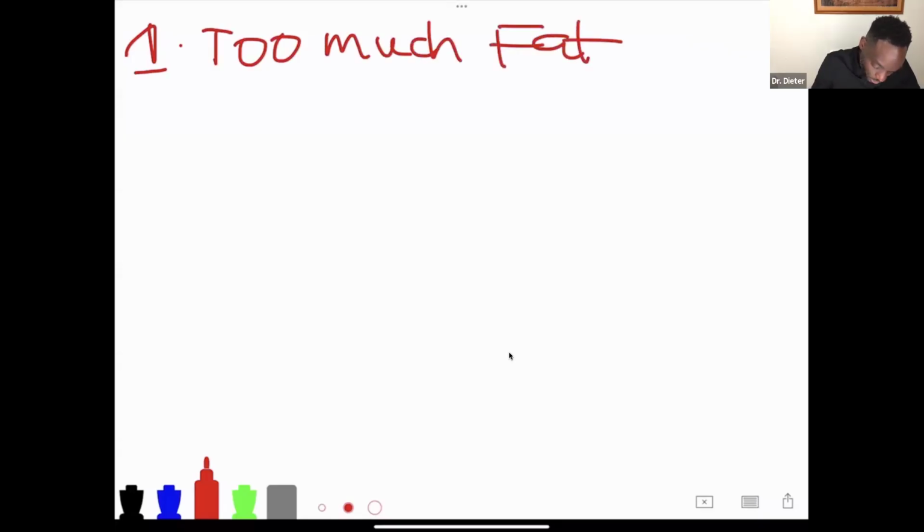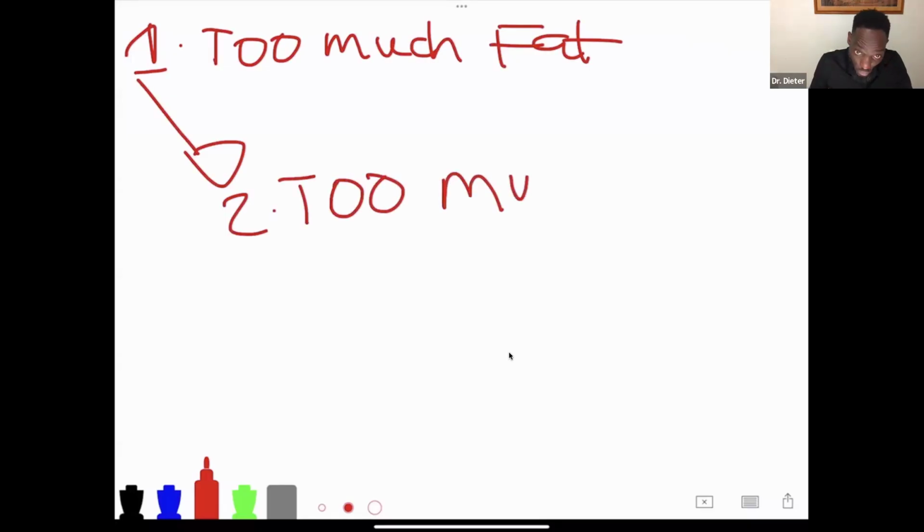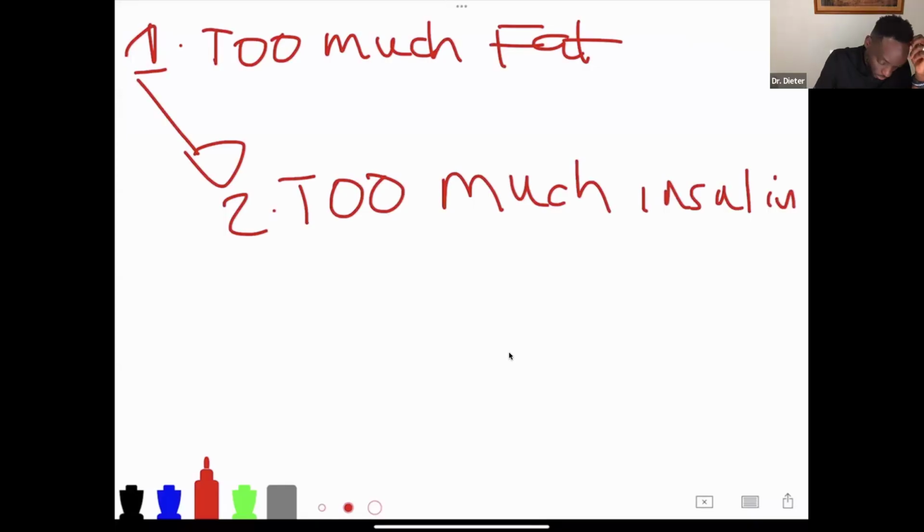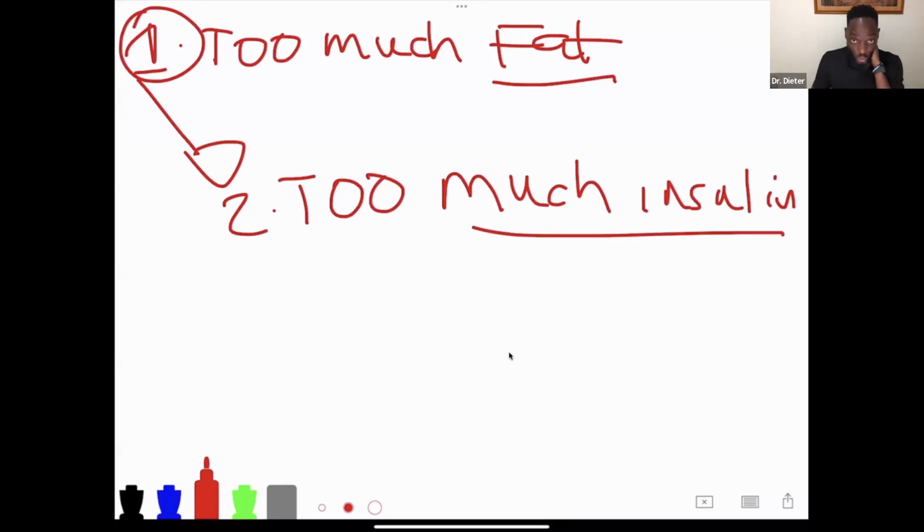And then that results in the second step in which we develop insulin resistance, what we call too much insulin. These two things cause insulin resistance. Now let's pick up too much fat first. And how does too much fat cause insulin resistance? You've heard it said that too much of a good thing is a bad thing. Well, fat and insulin are going to demonstrate that to you and how they lead to insulin resistance.